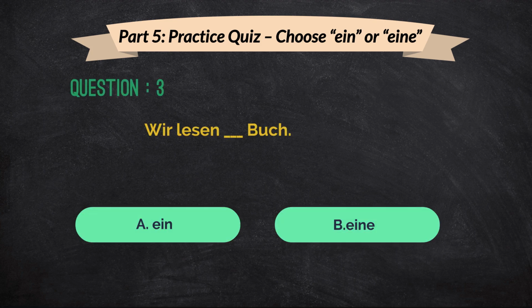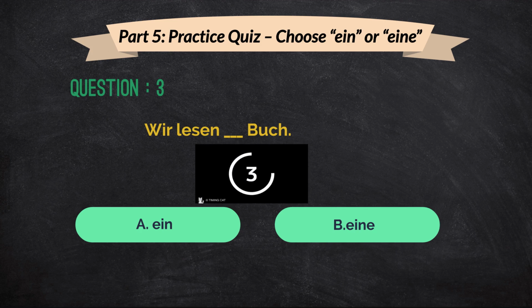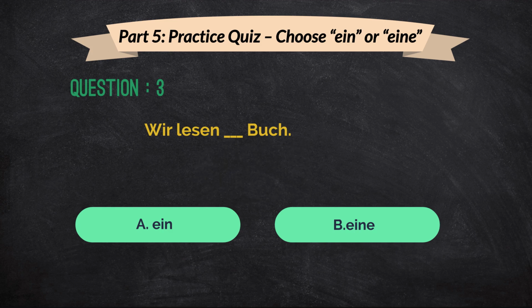Wir lesen Buch, ein or eine? Buch means book. It is neuter. We use ein for neuter nouns. So the answer is A, ein.